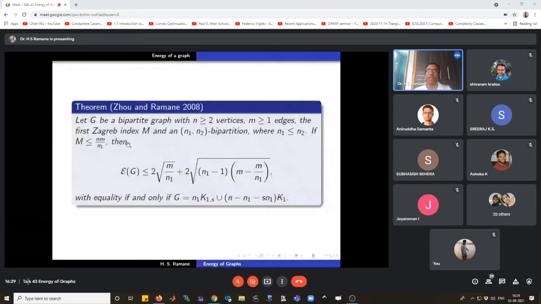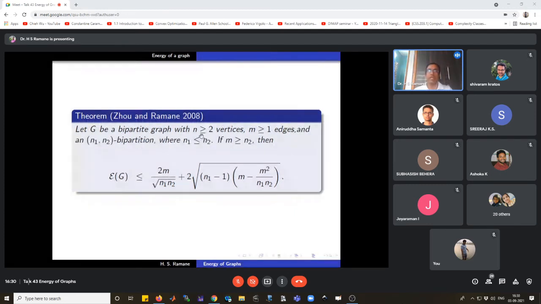And the partition is n1, n2 with the condition n1 less than or equal to n2, plus another condition on m. Then the energy of G is less than 2 times square root of m by n1 plus 2 times square root of n1 minus 1 into m minus m by n1. And equality holds if and only if G is n1 K1,s union this, where K1 appears n minus n1 minus s n1 times. On this graph, the equality holds.